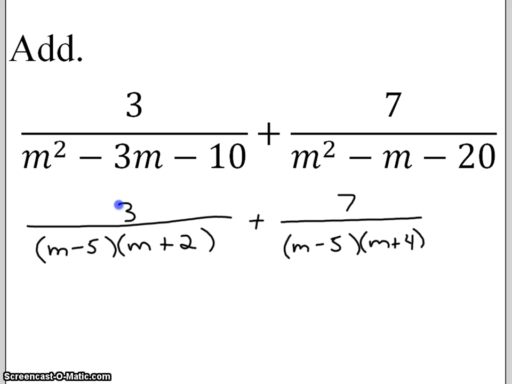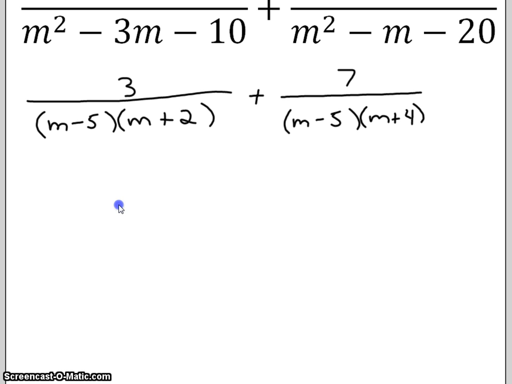Okay, now we have to determine the least common denominator. What we do here is the least common denominator needs to contain at least each factor once. So m minus 5 must be part of it. M plus 2 must be part of it. We already have an m minus 5, so we don't need it again, but m plus 4 must be part of it as well.